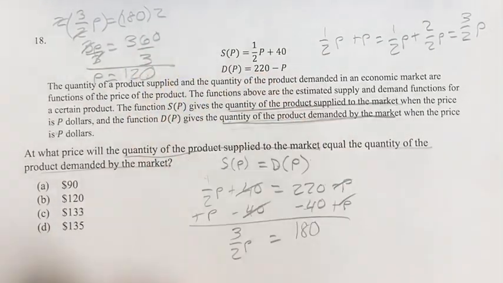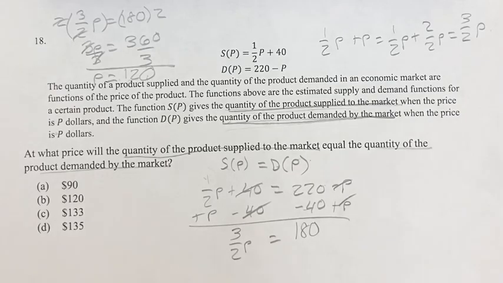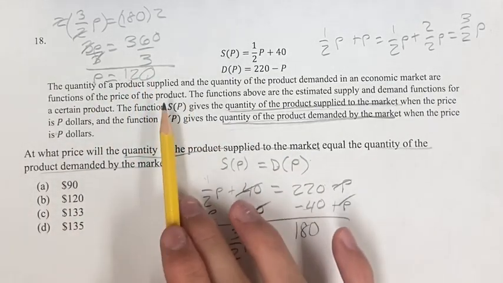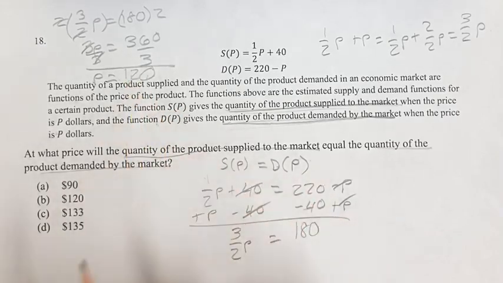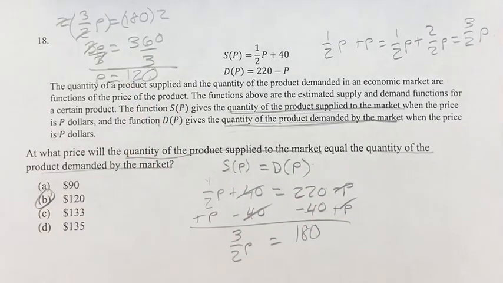Also, you could just plug that in your calculator if what I just did didn't make any sense. P is equal to 120, so that is the price when S is equal to D, so 120 is going to be your final answer.